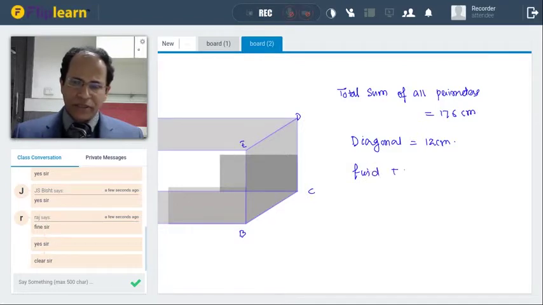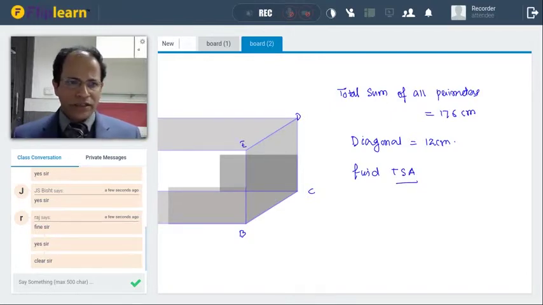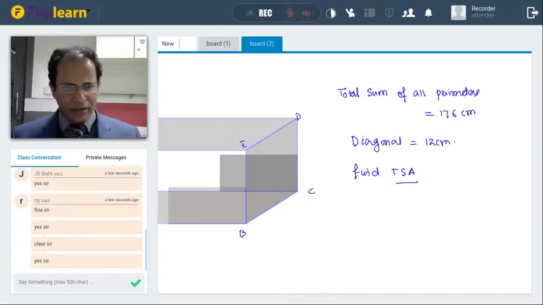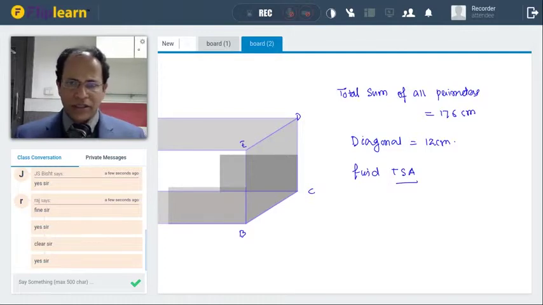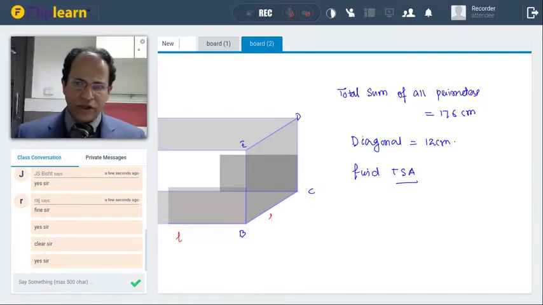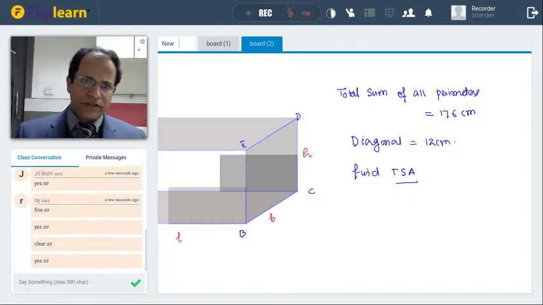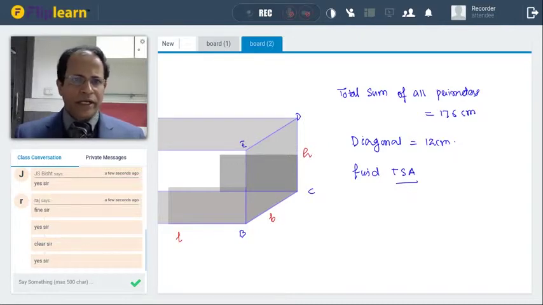That's a very interesting sum because nothing is given. No dimension is given. Only the total sum of all perimeters is given, and the diagonal is given. You have to find the total surface area. That means you have L as the length, breadth B, and height H. Now, students, we can just look at this part.